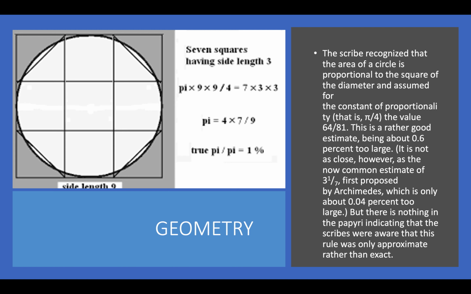Here is a picture attached on the left hand side where they have divided a circle into 7 squares, and then they have calculated the area of the squares, approximately, and added the area of the four right angle triangles to it, which approximately equals the area of the circle.